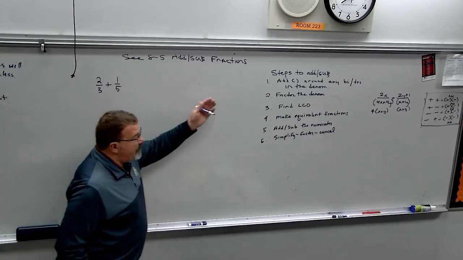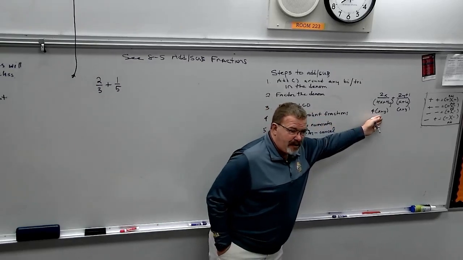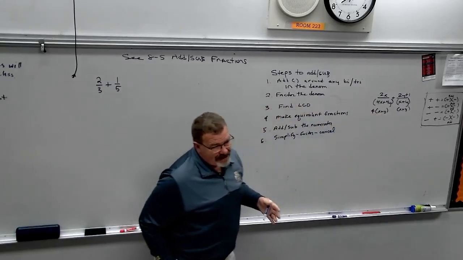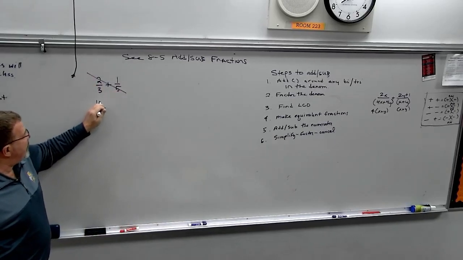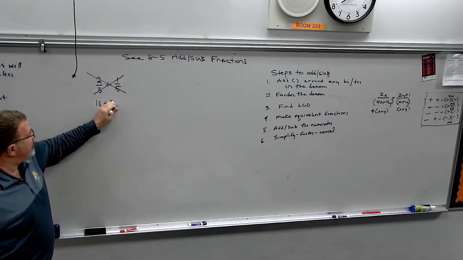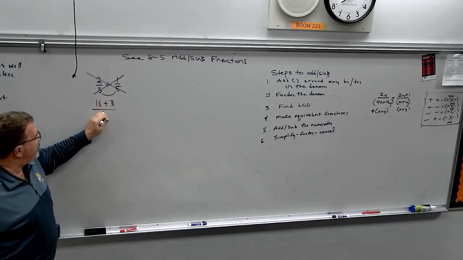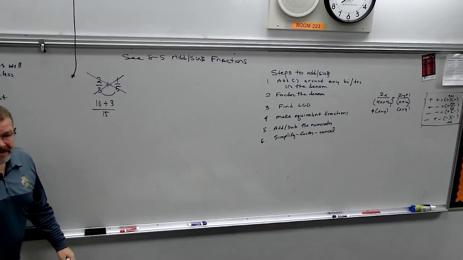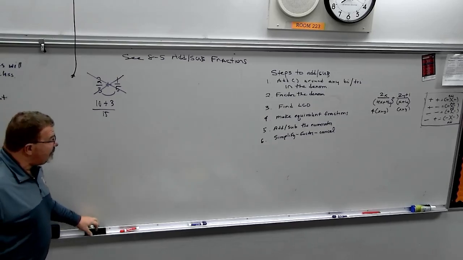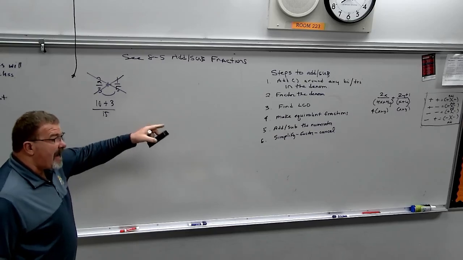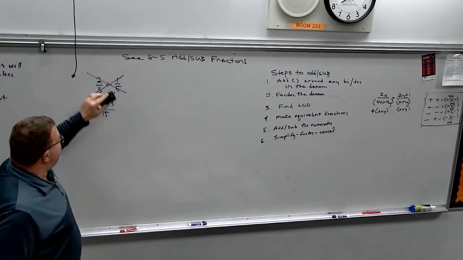Now, do you think we can use this method on this problem? No. Okay, that's the bad thing. How did I get it? I went 2 times 5, which is 10, 1 times 3, which is 3, all over 15. 13 fifteenths. Okay? So I can add those up that way, right? But let's do it the traditional way, because we're going to have to do most of our problems the traditional way.